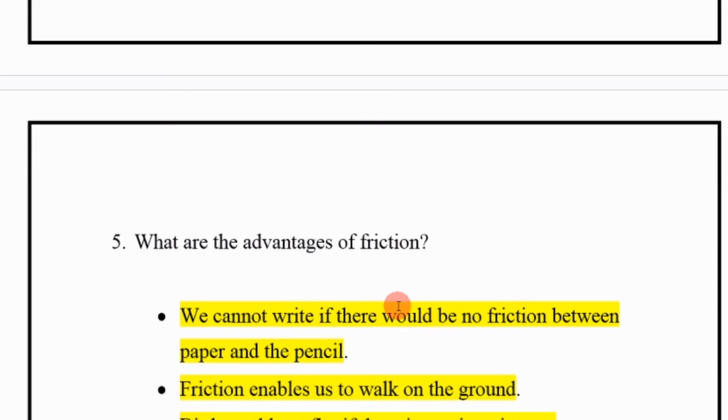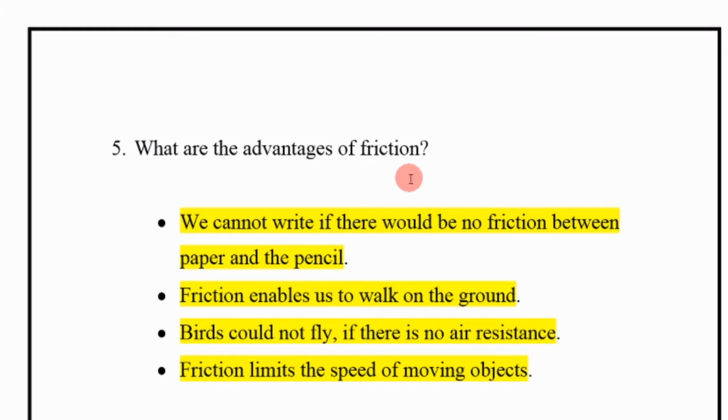Next, what are the advantages of friction? We cannot write if there would be no friction between paper and the pencil. Friction enables us to walk on the ground. Birds could not fly if there is no air resistance. Friction limits the speed of moving objects.